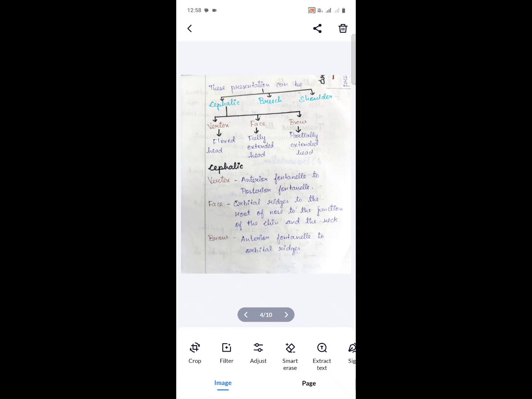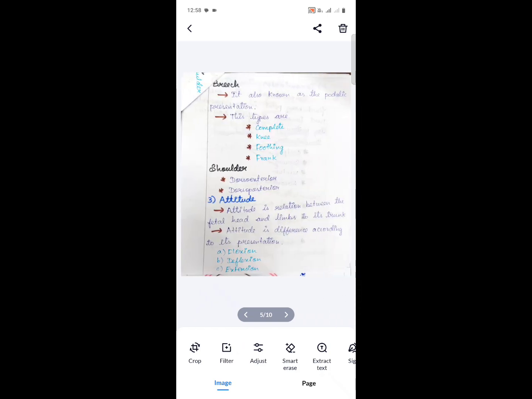And if it is brow presentation, the anterior fontanelle and orbital ridges, we are able to feel those parts. And next, you see the breech presentation. It is also known as podalic presentation, and this also has four types: complete breech presentation, knee presentation, footling presentation and frank presentation.